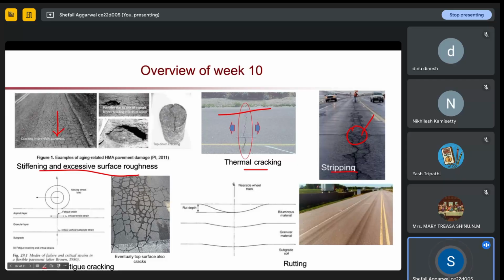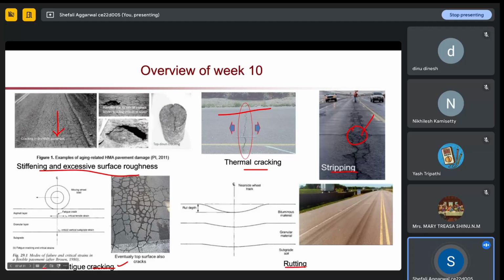Next is fatigue cracking. Fatigue cracking means that under creep or fatigue loading, when you have continuous loading, some cracks will appear on your pavement surface.